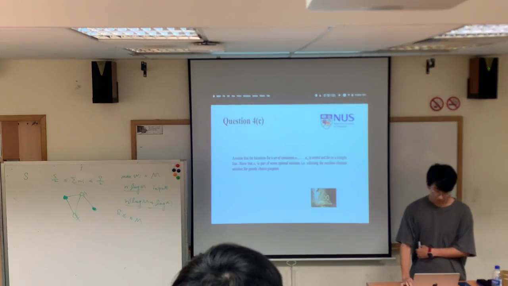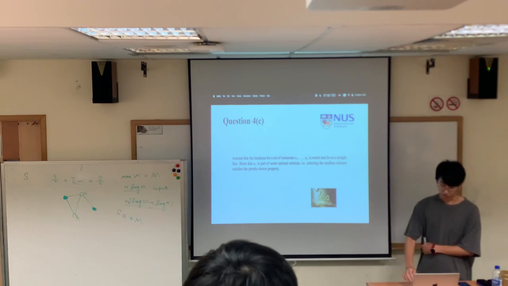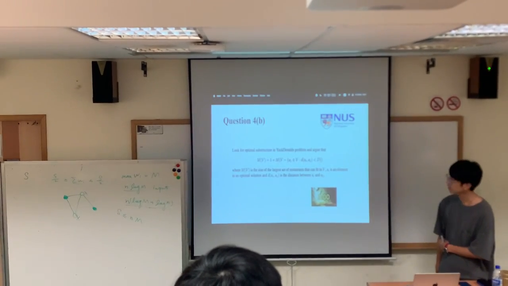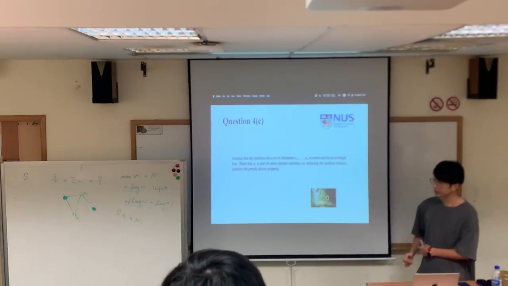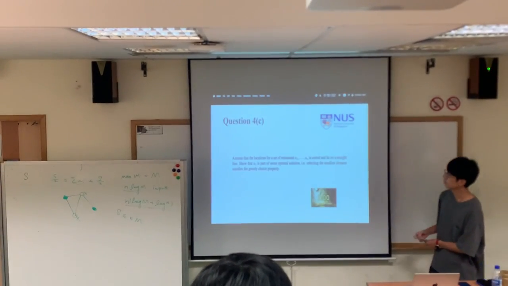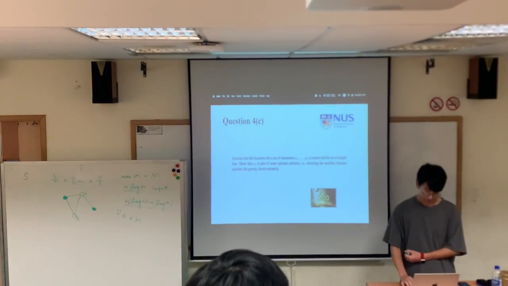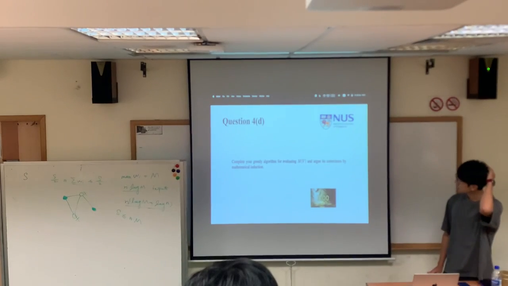Okay, so in part B and part C, we have proved that. In part B, we have proved that it satisfies this optimal substructure. And in part C, we prove that if we simplify the problem on a single line, then it satisfies the greedy property. That means that we can design a greedy algorithm to do this.